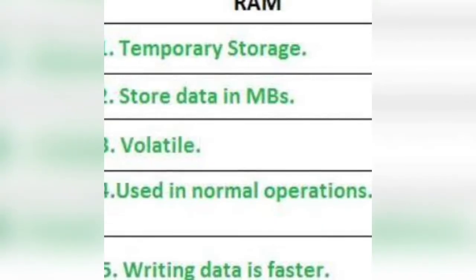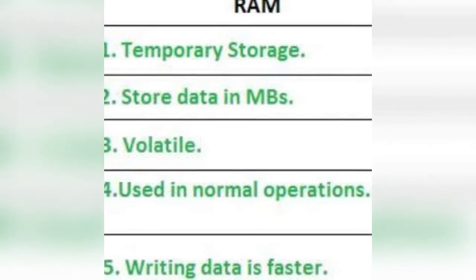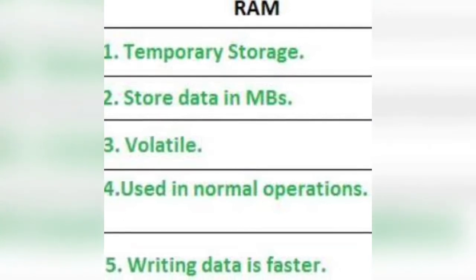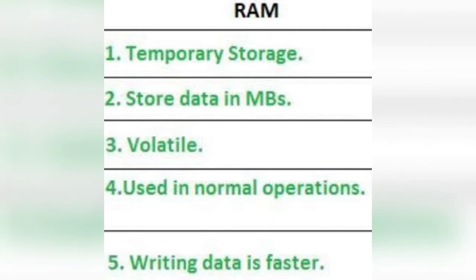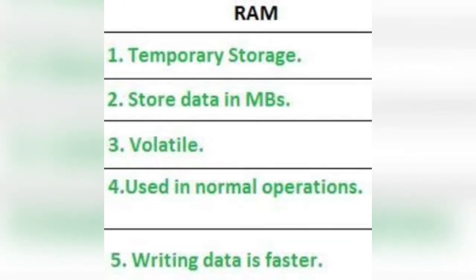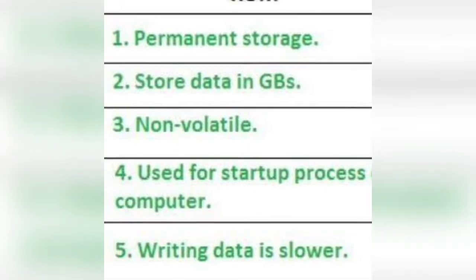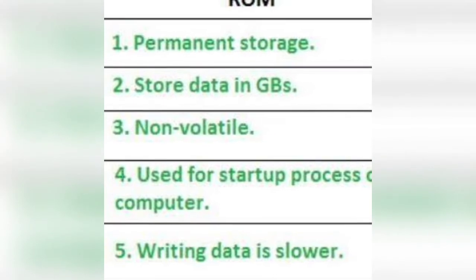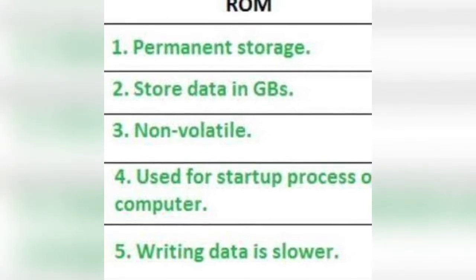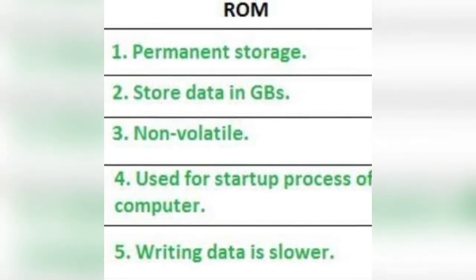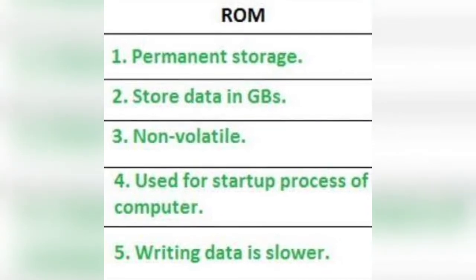Okay, what is RAM? RAM stands for random access memory. It stores data temporarily in the computer and it is directly accessed by the central processing unit. ROM stands for read-only memory. It is a permanent storage area and it contains instructions for the startup process of the computer. Like when you press the power button, it tells it how to start.